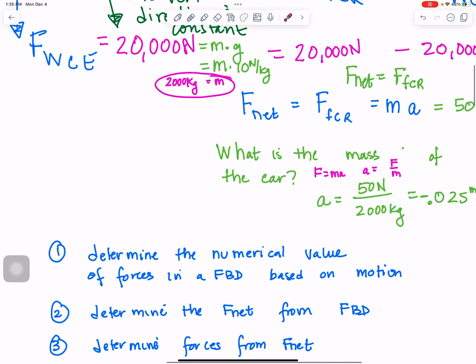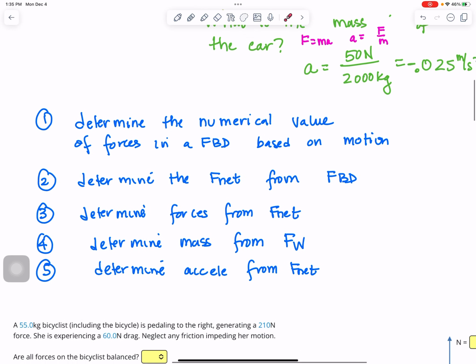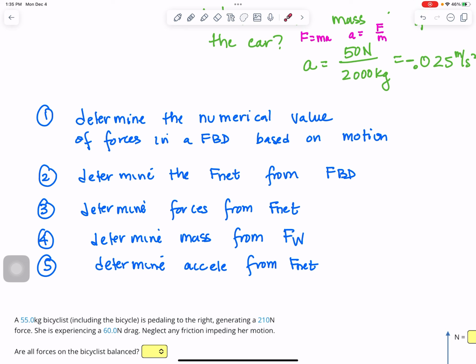Hopefully you stopped and took notes. So what we should be able to do now, based upon this, is to determine the numerical value of forces in a free body diagram based on the motion, determine the net force from the free body diagram, determine forces from the net force, and determine the mass from the weight force.